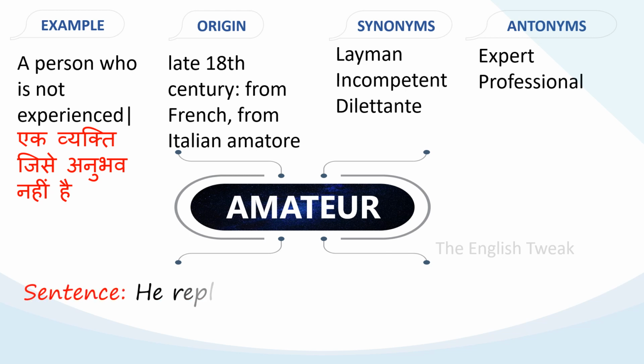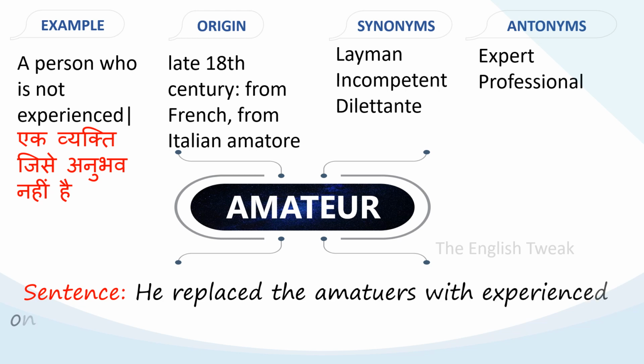An example in the sentence is, he replaced the amateur with experienced ones. By this we could understand that he replaced the amateurs or the non-professional ones with the professional or experienced ones.